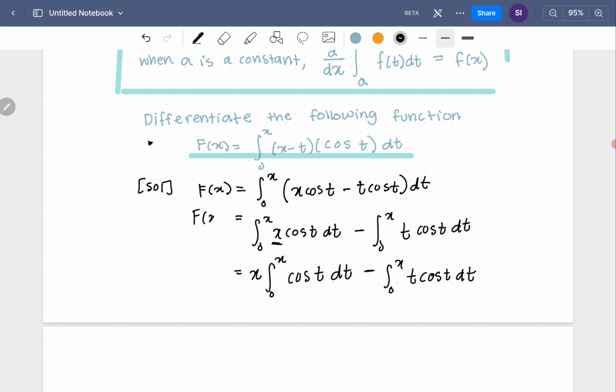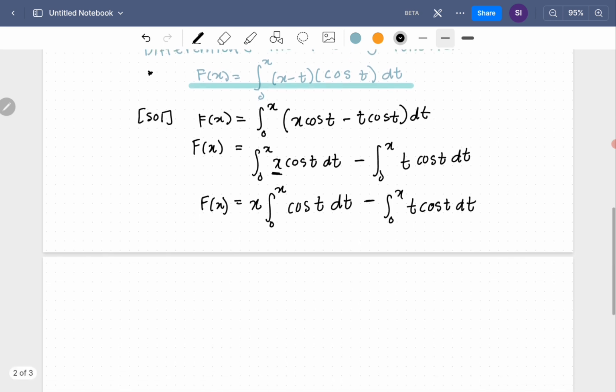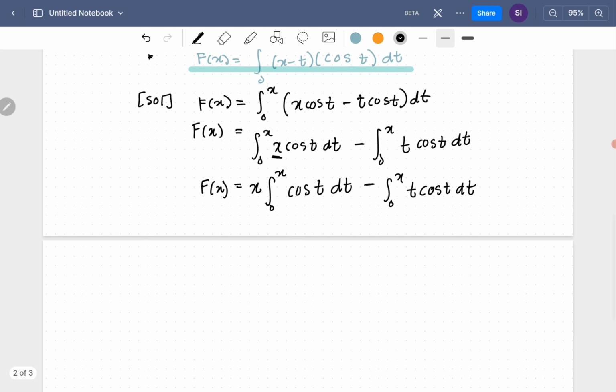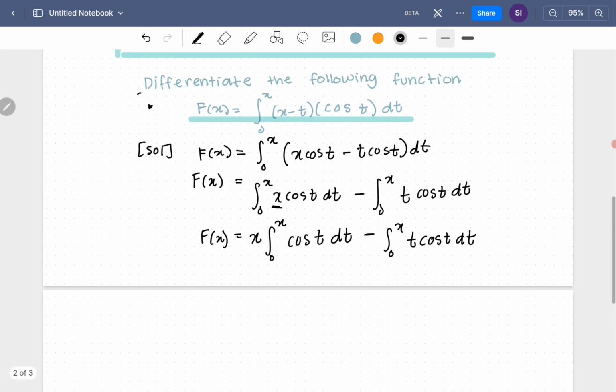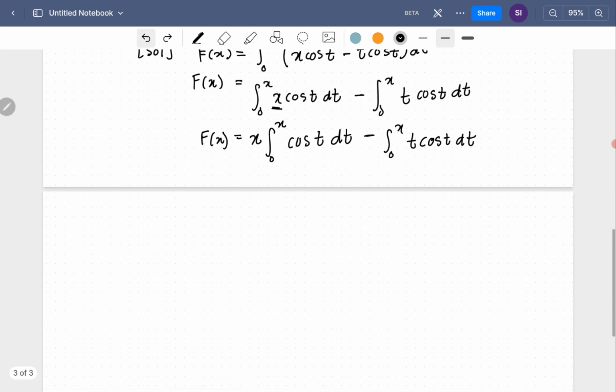And this is all capital F of x. Now that we have this, we can't really simplify anymore. So let's start to differentiate it. That's basically saying f prime of x is equal to, we have this, let's apply that product rule.